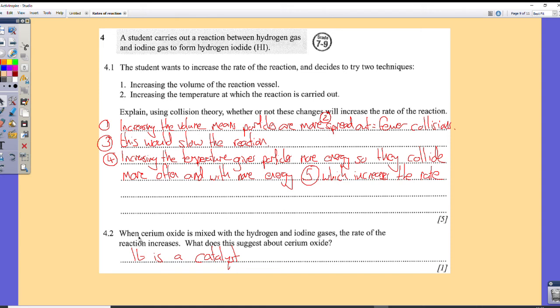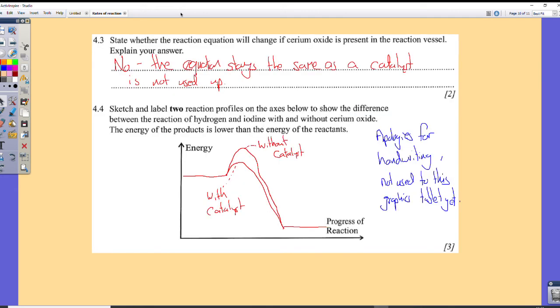And 4.2, with cerium oxide: when cerium oxide is mixed with hydrogen and iodine gas, the rate of reaction increases. What does this suggest about cerium oxide? Simply, it's a catalyst. State whether the reaction equation will change if cerium oxide is present in the reaction vessel. Well, in the last question we said that it was a catalyst, so no, the equation won't change, and that's because a catalyst is not used up in the reaction. It makes it go faster, but it's not part of the equation.